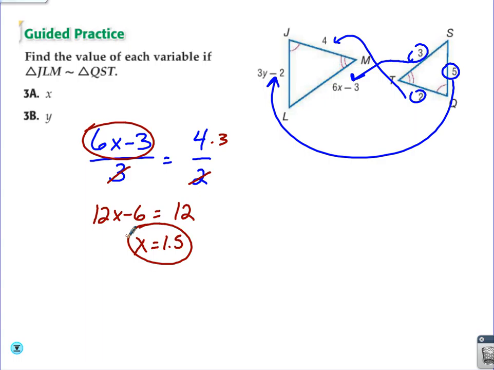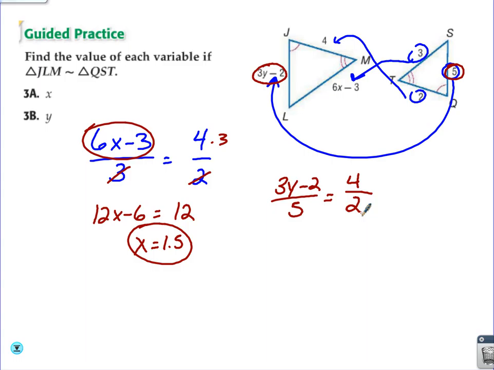To solve for y, 3y minus 2 corresponds with 5. Now let me point something out. I've not said a lot about this, but make sure when you're setting up these proportions, if you say 3y minus 2 goes with 5, I said something from the bigger triangle goes with something from the smaller triangle. Bigger triangles on top, smaller triangles on bottom. Make sure as you come over and do the other side that you also put the bigger triangle measurement on top, the smaller triangle measurement on bottom.